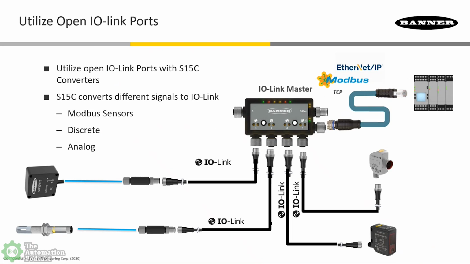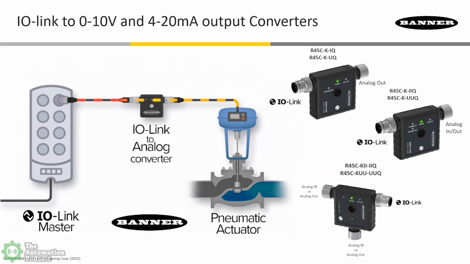This also allows you to utilize open IO-Link ports. If you wanted to connect a non-IO-Link vibration sensor or a temp and humidity sensor, you could connect that to your IO-Link master without a problem and utilize those open IO-Link ports that you see right there. Another thing is Banner has converters that could also allow users to drive analog outputs from the IO-Link master. That's what's shown in this slide here.